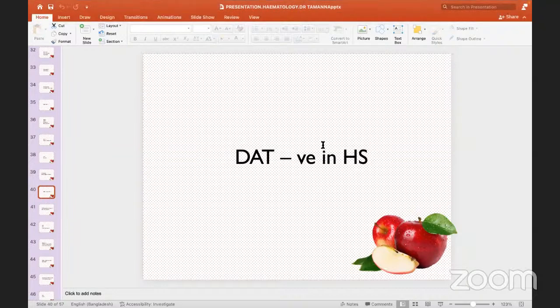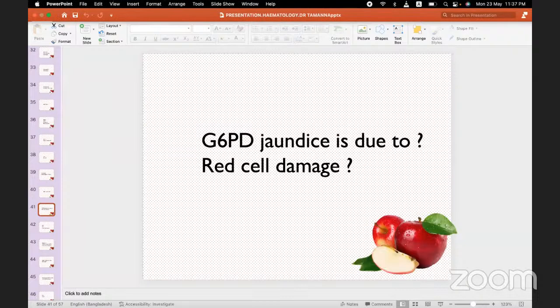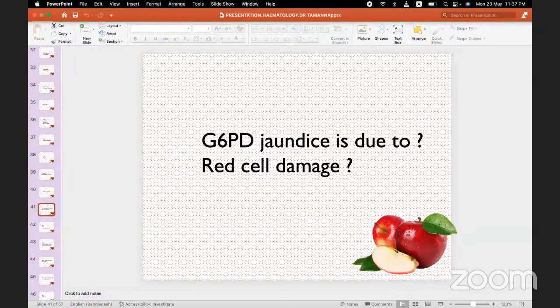DAT negative. As we said, congenital hemolytic anemias are usually DAT negative, like hereditary spherocytosis. Now, I told you, in hereditary spherocytosis everything is important: treatment, investigation, signs and symptoms, then the autosomal dominant variety. Everything is important. Now tell me, what is the genetic transmission of G6PD? X-linked recessive. So males are sufferers, right? And females are carriers.